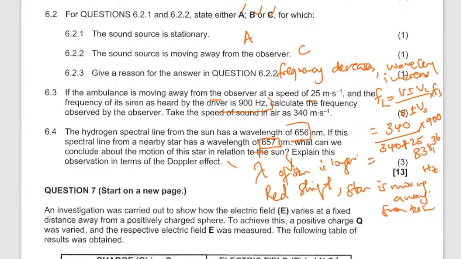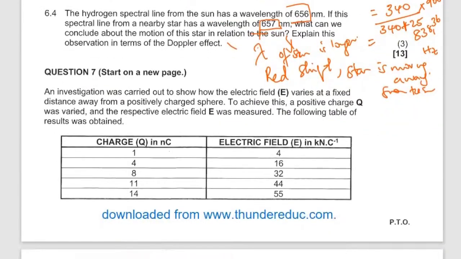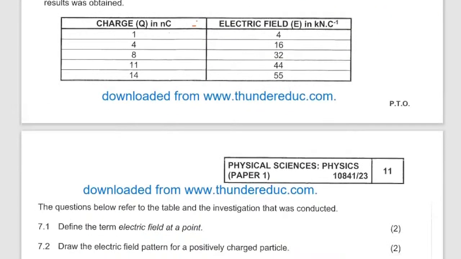Okay, question number 7. An investigation was carried out to show how the electric field varies with distance in a positively charged field. To achieve this, the positive charge Q was varied, and so on. In the following table you have the charge in nanocoulomb and then the electric field. Then define the term electric field at a point.